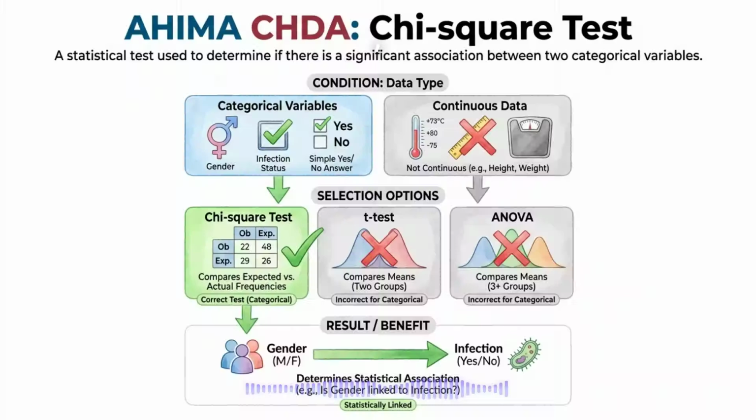When your data is categorical rather than continuous, such as a simple yes or no answer, you must use a chi-square test instead of a t-test or ANOVA.